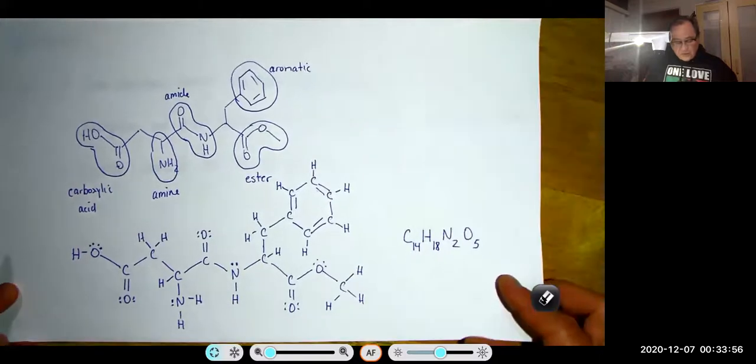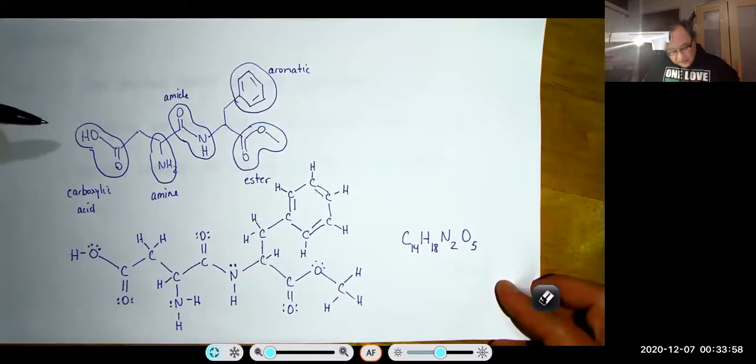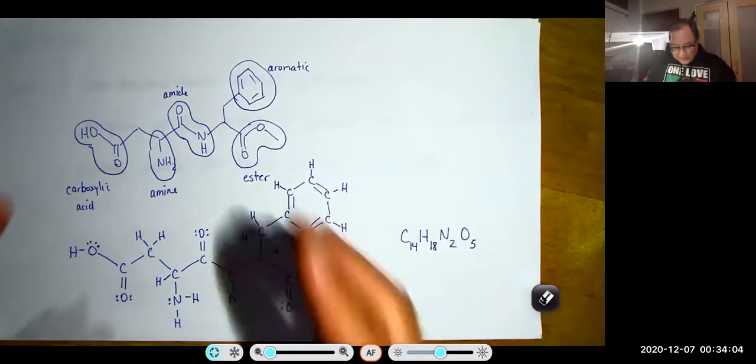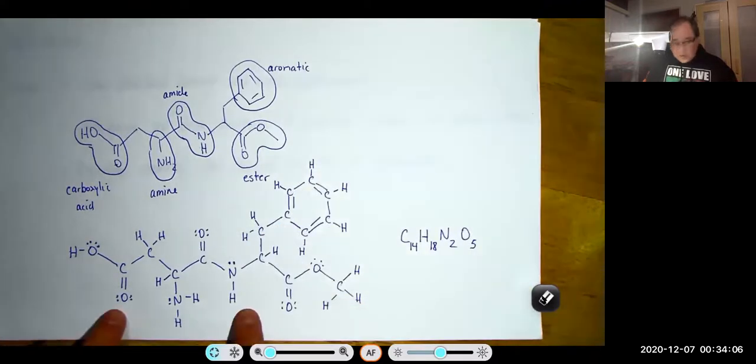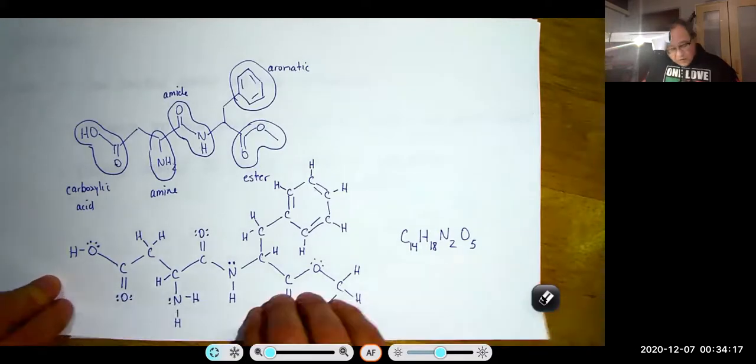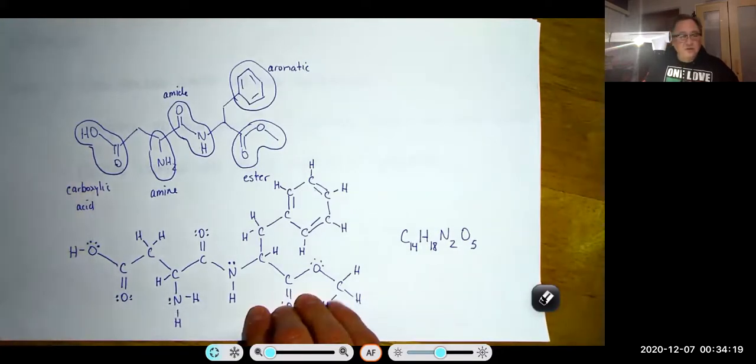Okay, so that's how you recognize functional groups in a molecule. That's how you turn this line drawing into a Lewis structure. I didn't show you how to make the structural formula, but you realize it's this without the lone pairs. And finally, this is how you get the molecular formula. So you want to be able to recognize functional groups in molecules.